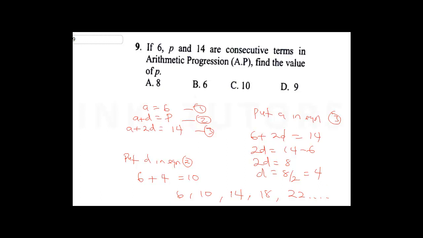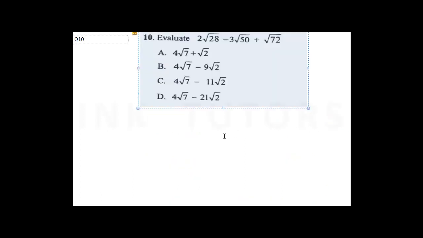So that takes us to the next question, which is question 10. Now this is a surd question. The first thing you need to do is look at your answer, because that's how you solve surds. Notice that your answer is in root 7 and root 2. So you need to look for everything that will make you get your answer in root 7 and root 2. Now, the first thing you need to do is break them down. Now, 28 is 7 times 4.